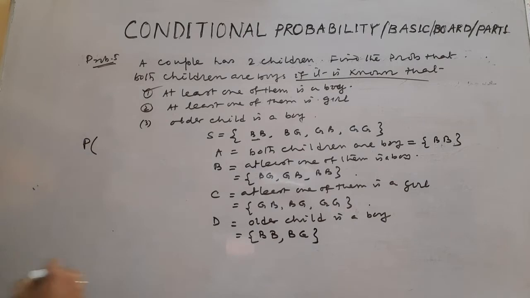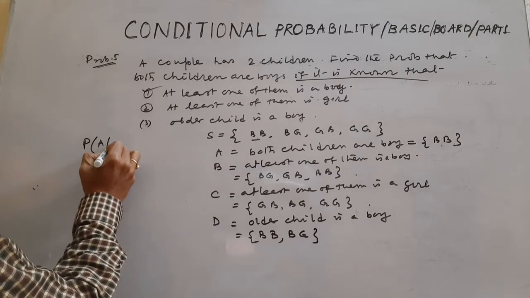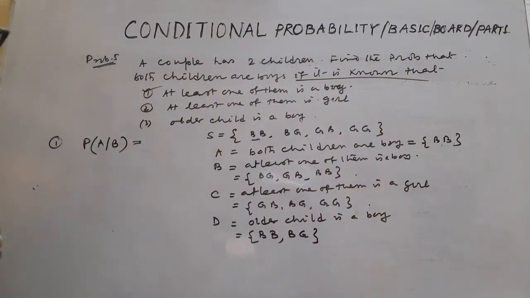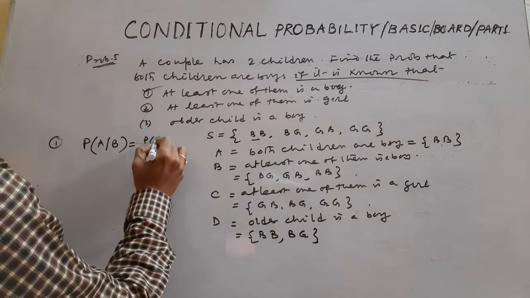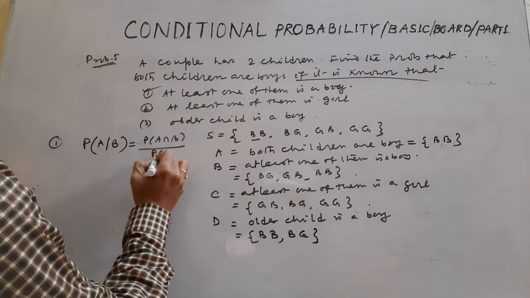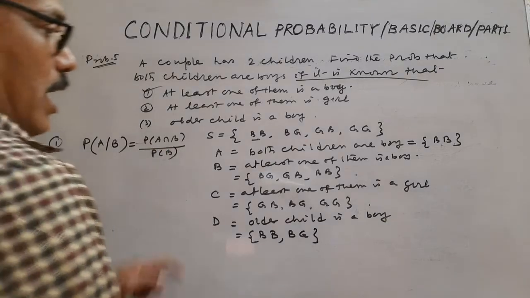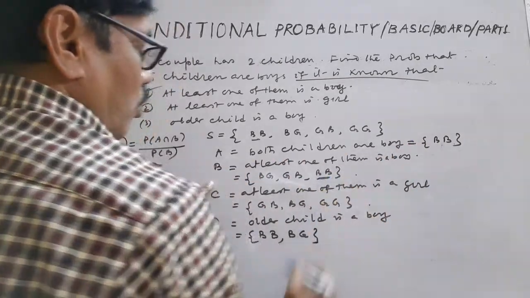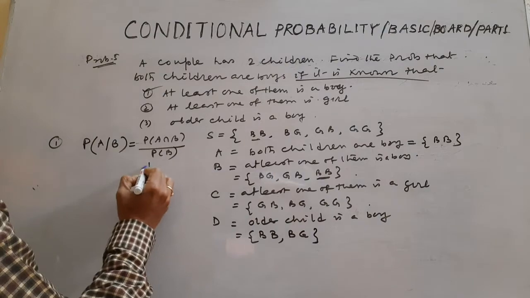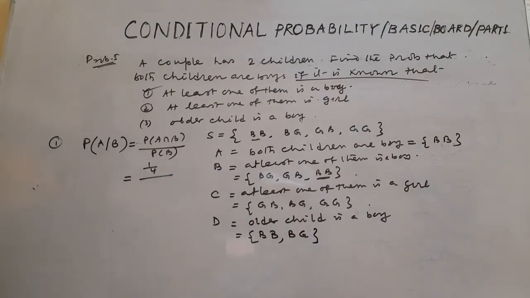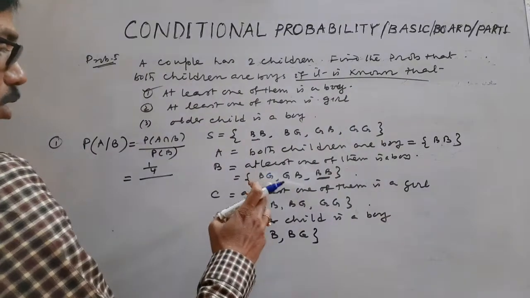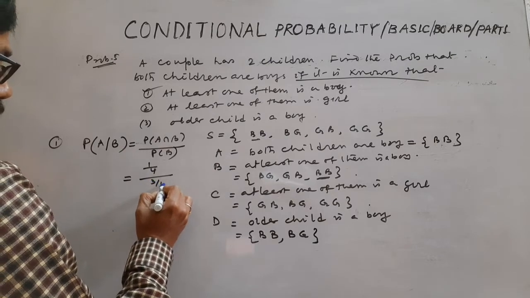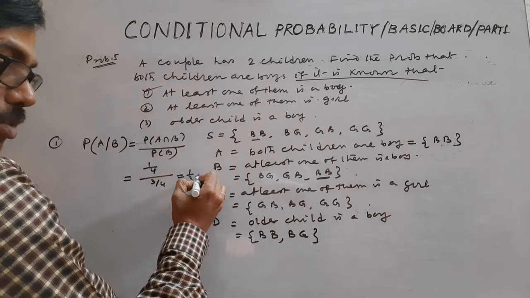Both are boys, A, under the assumption that B, at least one of them is a boy. P(A by B) equals P(A intersection B) by P(B). Now what is A intersection B? BB is common. Only BB is common, so 1 by 4. And what is P(B)? 1, 2, 3. So 3 by 4. So this is 1 by 3.